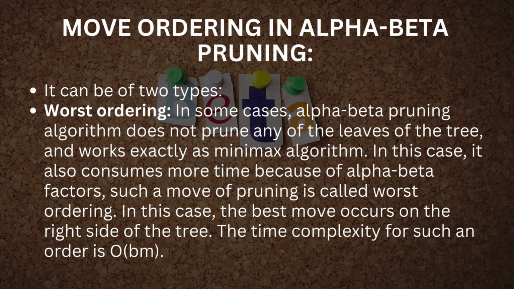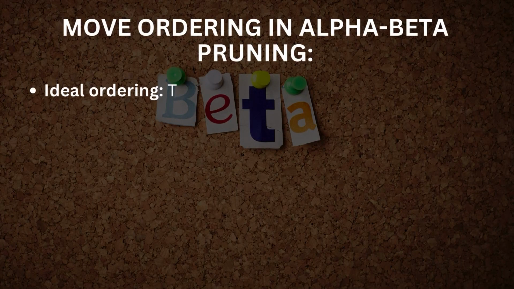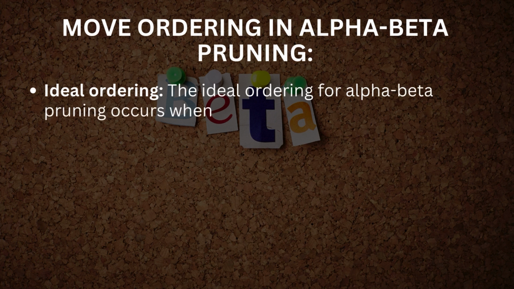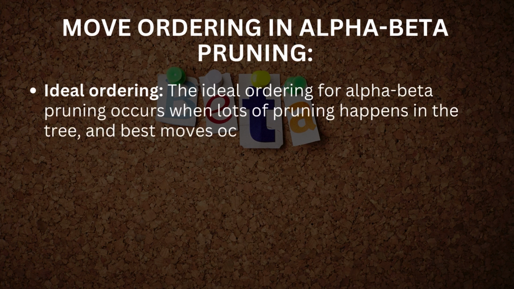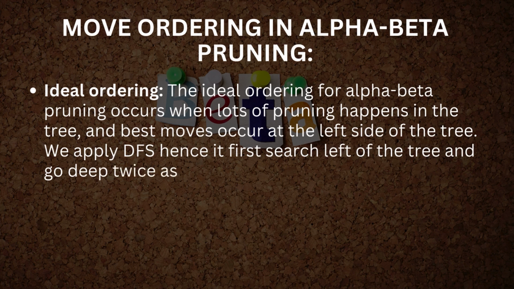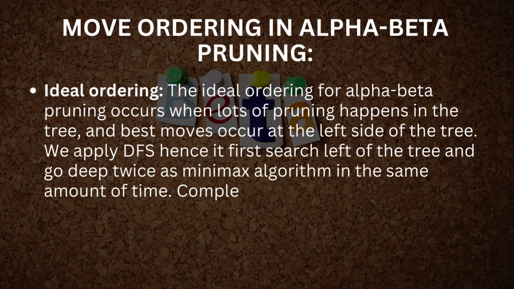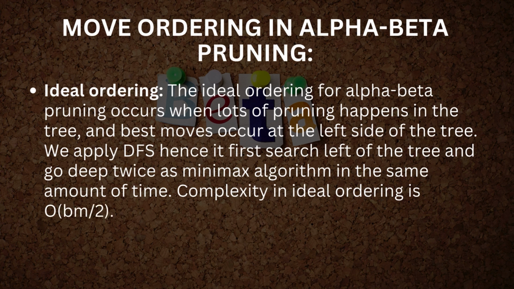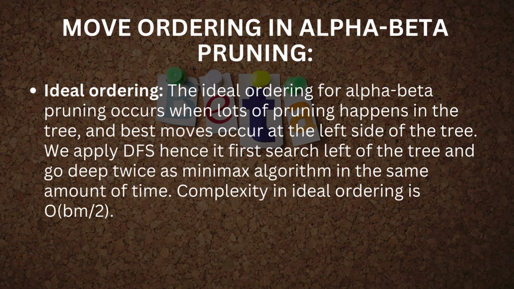In this case, the best move occurs on the right side of the tree. The time complexity for such an order is O(b to the power m). Next is ideal ordering. The ideal ordering for alpha beta pruning occurs when lots of pruning happens in the tree and the best move occurs on the left side of the tree. We apply depth first search, hence it first searches the left of the tree and goes deep, twice as deep as the min-max algorithm in the same amount of time. Complexity in ideal ordering is O(b to the power m/2).